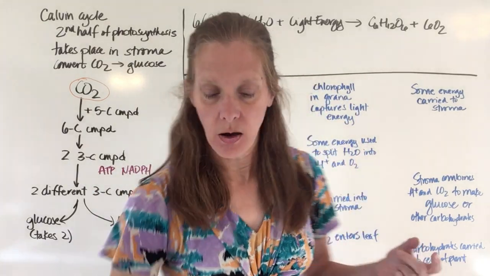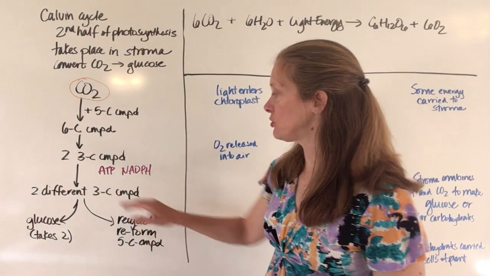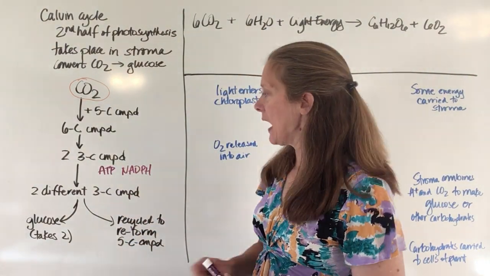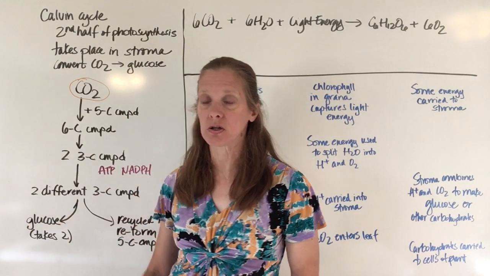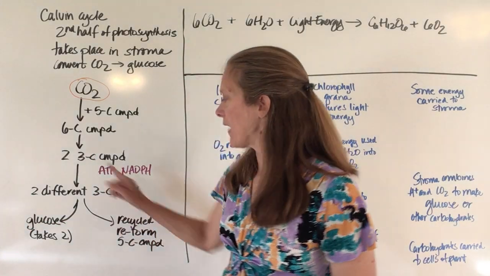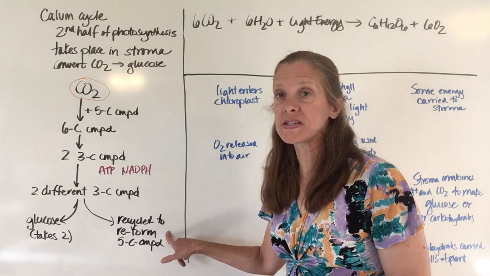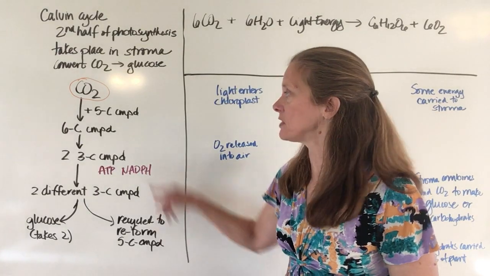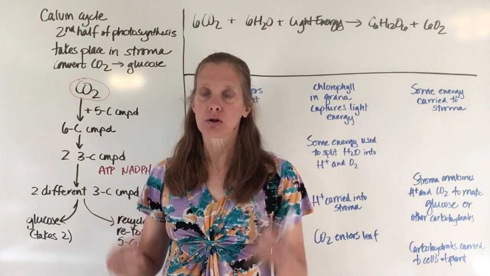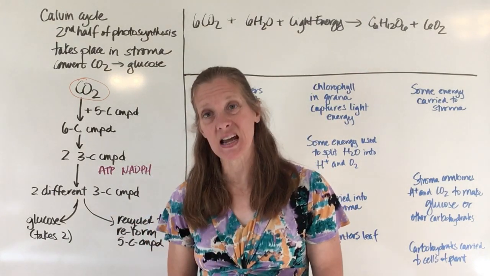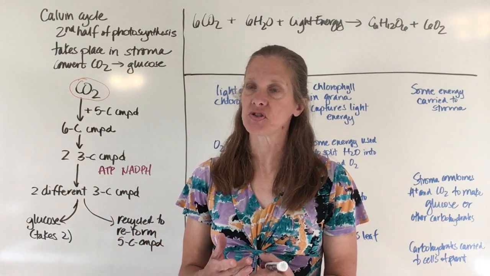Now, I'm going to take these 2 different 3-carbon compounds, and they're actually going to go 2 different directions. One of them is going to go off to make glucose, and the other one is going to be recycled to reform the 5-carbon compound that was made. Now, obviously, glucose is C6H12O6. It has a total of 6 carbons.